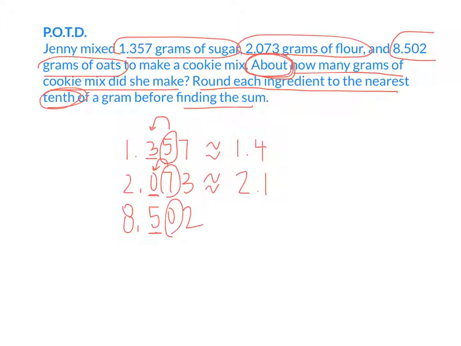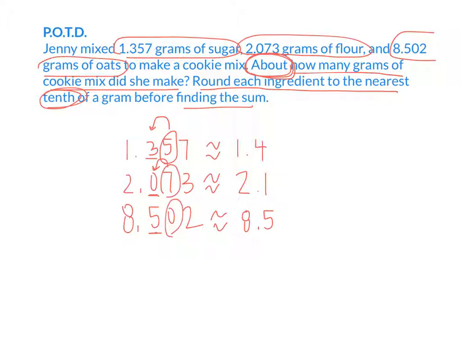Very good. Now the last one, what digit do we have in the hundredths place? 0. Is that 5 or more? No way. So does that mean we decrease our tenths by 1? No. It means it stays the same. So 8.502 rounded to the nearest tenth is 8.5.